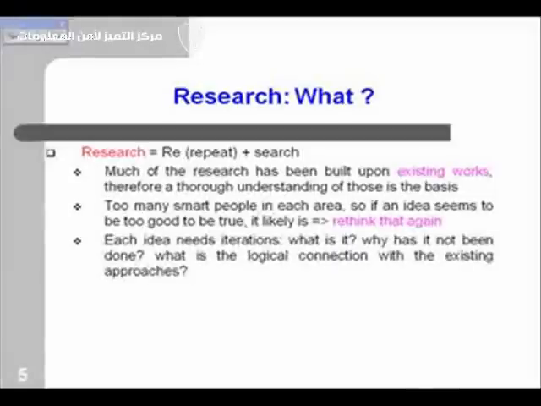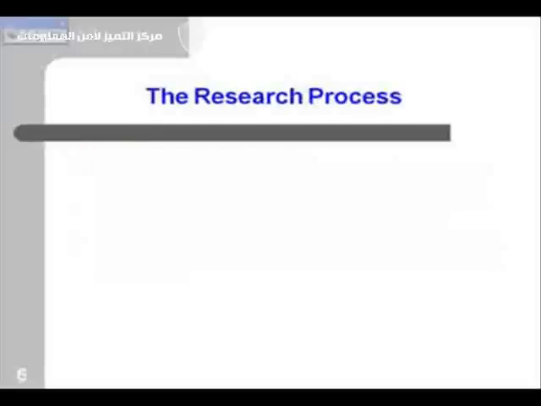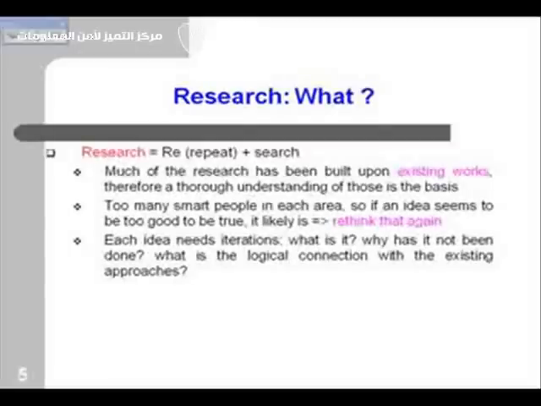And just as I told you, it's an iterative process, and we see what it is and why it has not been done. There are so many areas. Okay, what is the logical connection with the existing approaches? For example, we are going to propose a new thing. We have to see the logical rationale between the two approaches, what we are going to propose and what has already been proposed in the literature, right?